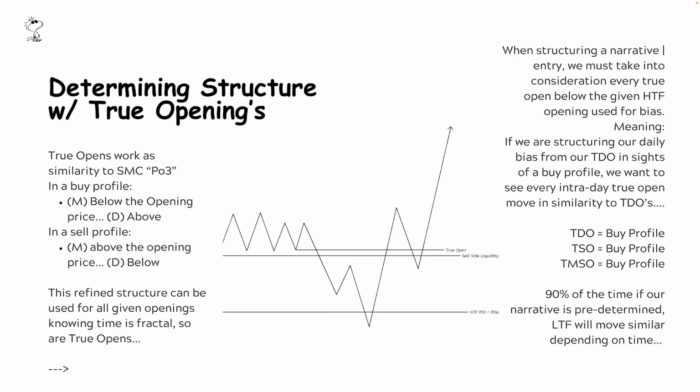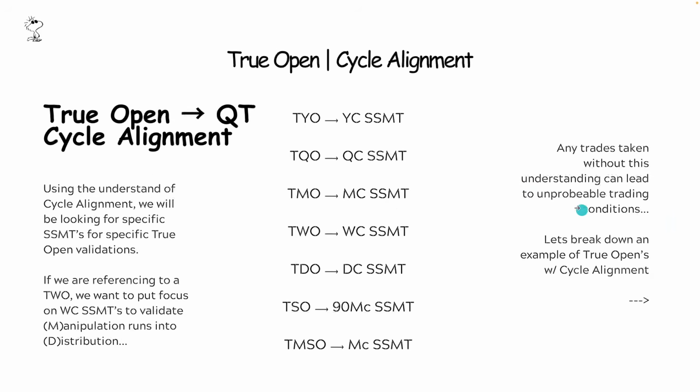And now think, days where they're not aligned, does this give you a high probability trade or does this give you a low probability trade? Well, it's really self-explanatory. Days that I personally teach my students to stay out of consist of a lack of true open alignment. Now, of course, what does a true open need to validate? Usually an SSMT, which we'll break down in just a second. True open cycle alignment. Using the understanding of cycle alignment, we will be looking for specific sequential SMTs for specific true open validations. Now, what do I mean by validations?